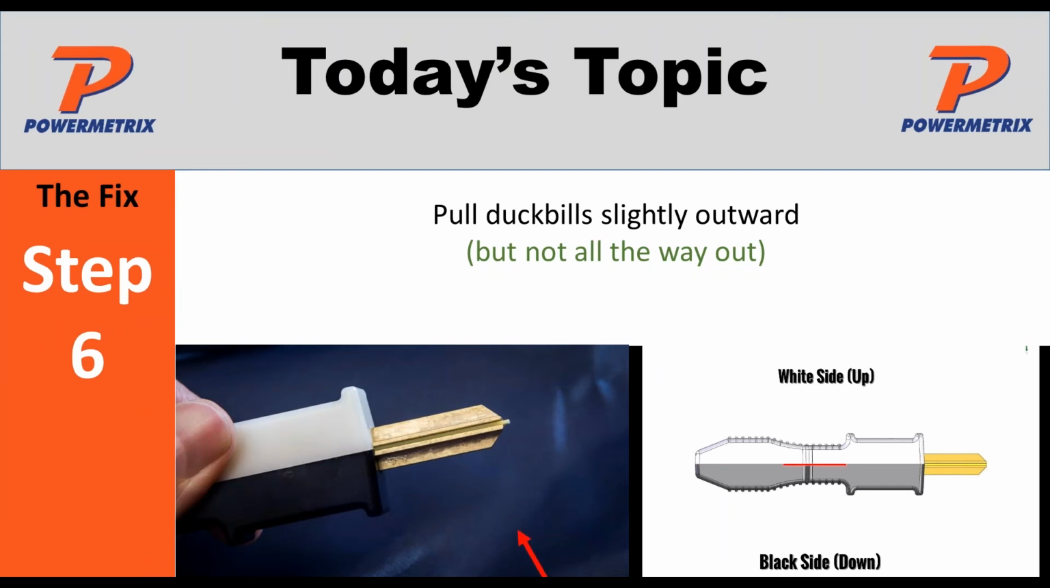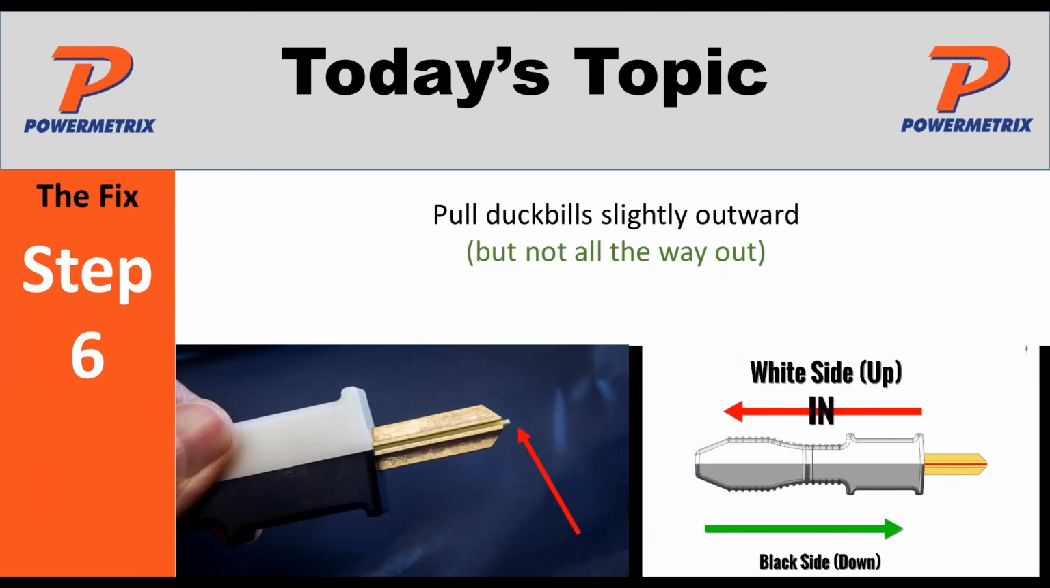Okay, in step 6, pull the duckbills slightly outward, but not all the way out of the test switch. And that's just in case you're touching the bottom end, or back end, of the test switch itself. So if you can just move those out slightly and then try rerunning the test again. Let's move on to step 7.